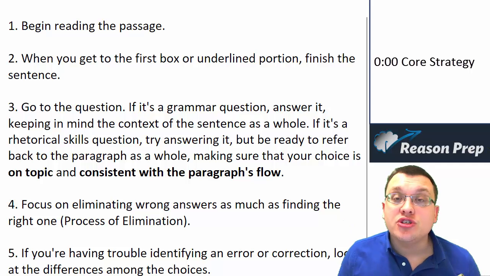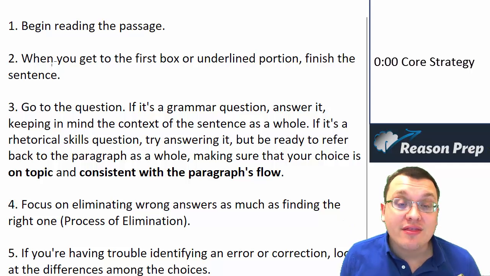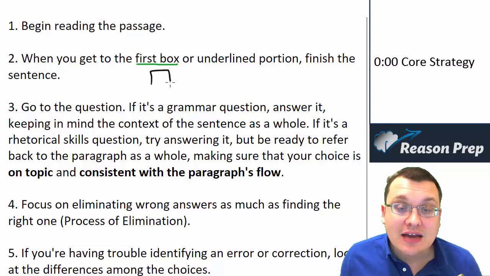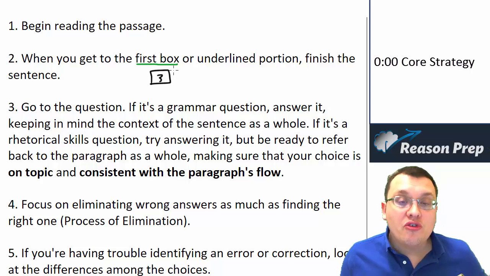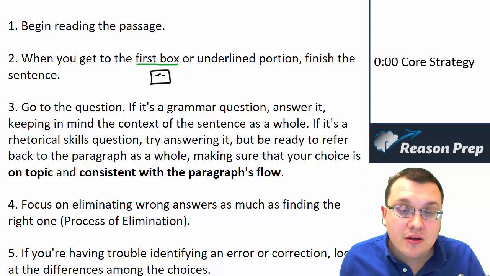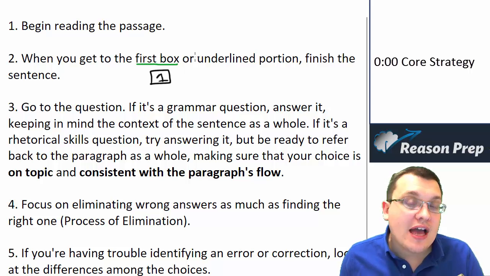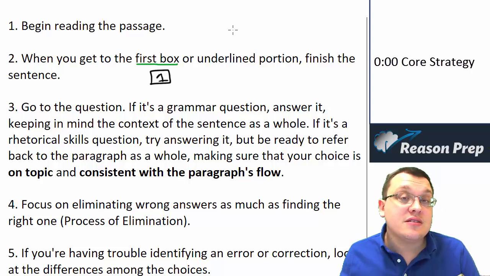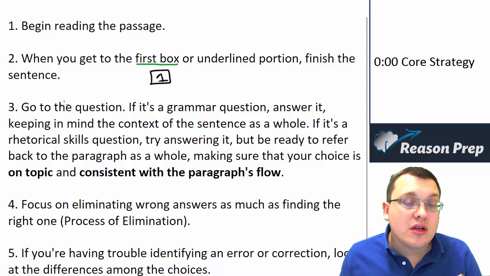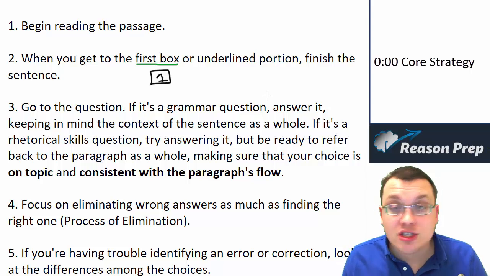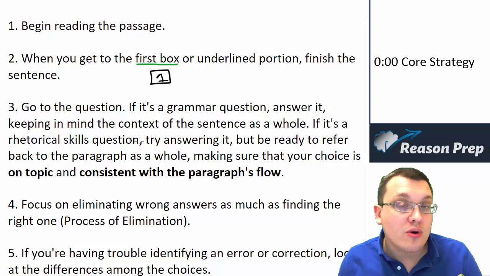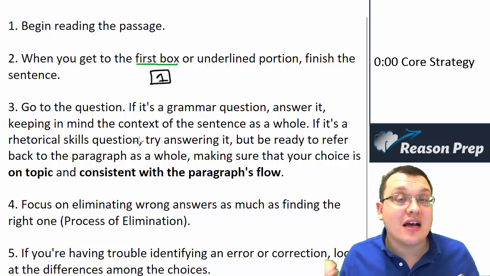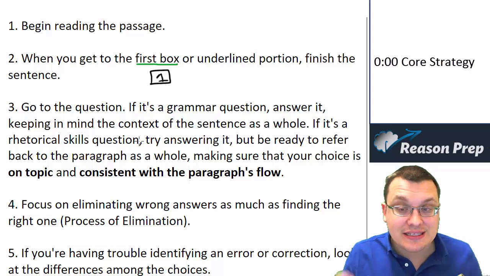So first thing you should do is start reading the passage. And when you get to the first box, remember these little boxes scattered throughout the passage with numbers in them. When you get to box 1, the underlined portion associated with a box, finish the sentence. Once you've done that, you can, if you want, go right to the question. And if it's a grammar question and you feel you have enough information, answer it, keeping in mind, of course, the context of the whole sentence, not just looking at that little portion in isolation.